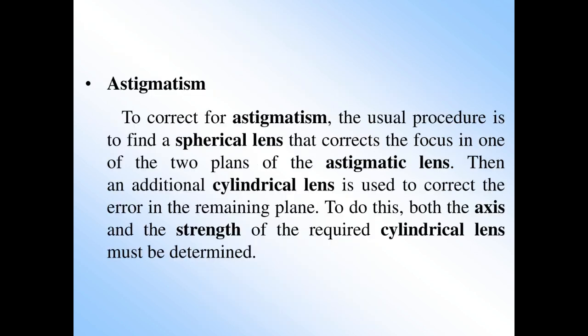Astigmatism. To correct for astigmatism, the usual procedure is to find a spherical lens that corrects the focus in one of the 2 planes of the astigmatic lens. Then an additional cylindrical lens is used to correct the error in the remaining plane. To do this, both the axis and the strength of the required cylindrical lens must be determined.